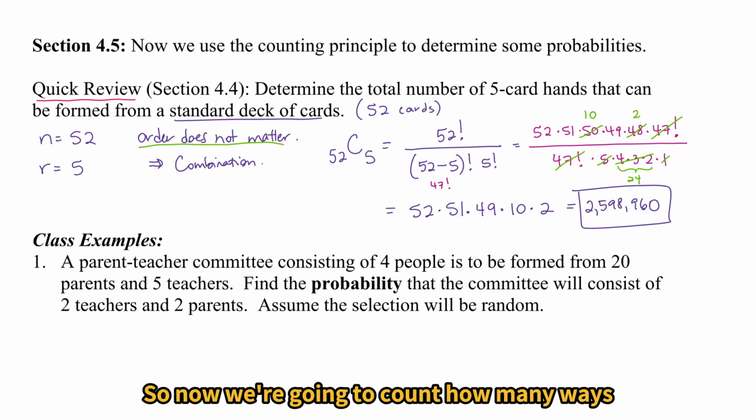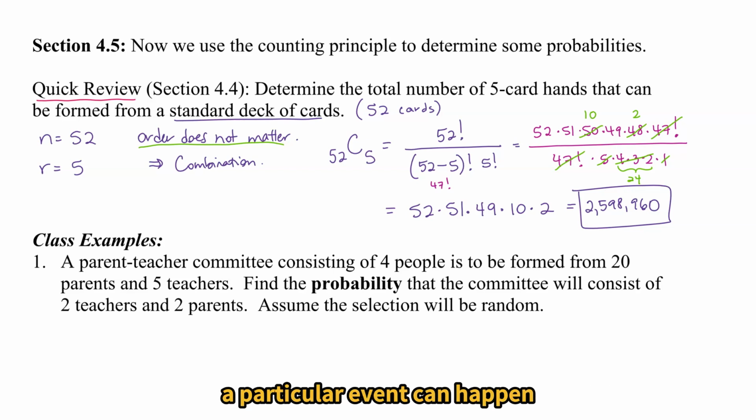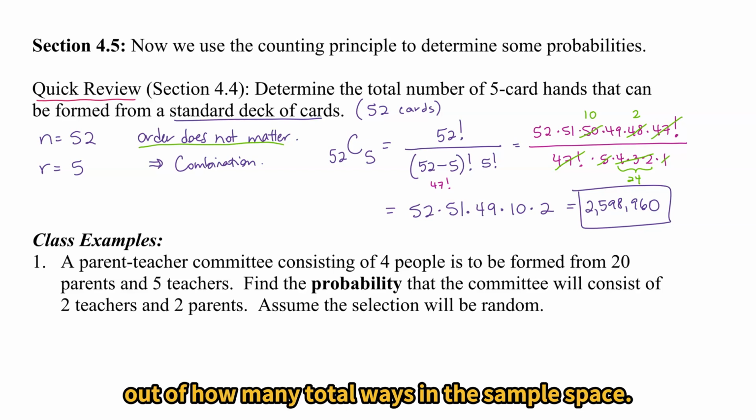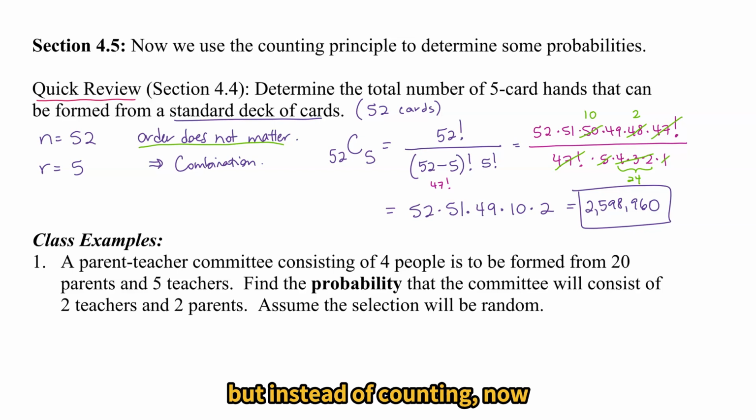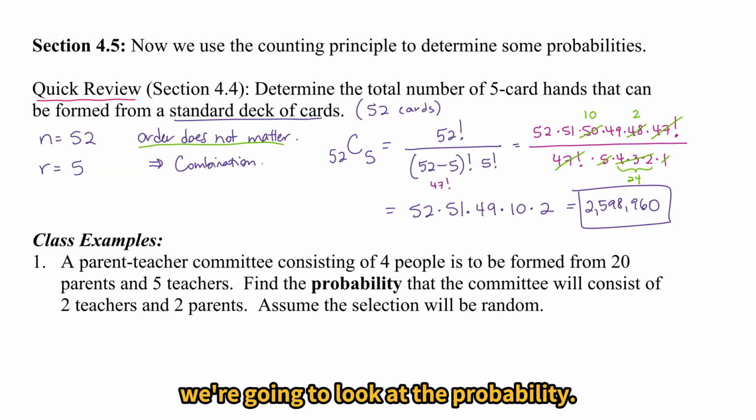In our next lesson, we're going to look at using combinations, permutations, and the multiplication axiom to create probabilities. So now we're going to count how many ways a particular event can happen out of how many total ways in the sample space. So again, adding on to what we've just done, but instead of counting, now we're going to look at the probability.